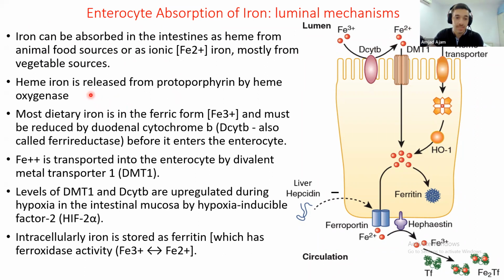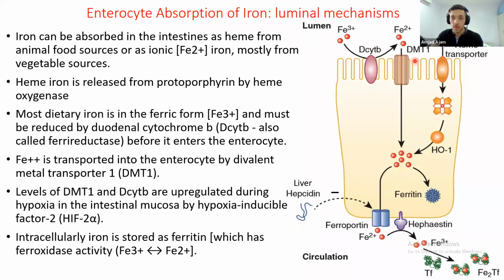The heme iron is released from protoporphyrin by heme oxygenase. Okay, this one, heme oxygenase enzyme. Most of the iron in our food is Fe3+, so we must convert it to Fe2+ by duodenal cytochrome B. This one here, duodenal cytochrome B. It will convert ferric to ferrous iron, and then the ferrous iron can be transported to the enterocyte by the DMT1.